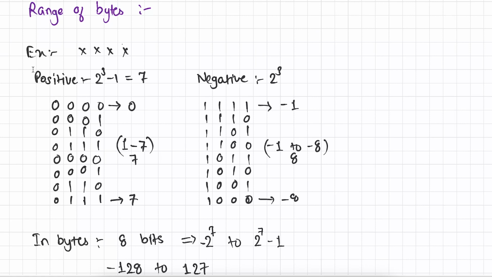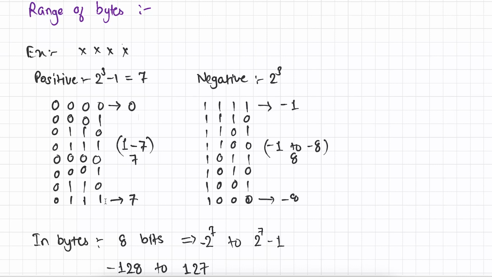Okay, so how many positive numbers are possible? 2 to the power 3 minus 1. It means a total of 7 numbers are possible. So if we unset all the bits till we set all the bits, and we are keeping the sign bit as positive, how many numbers are possible?